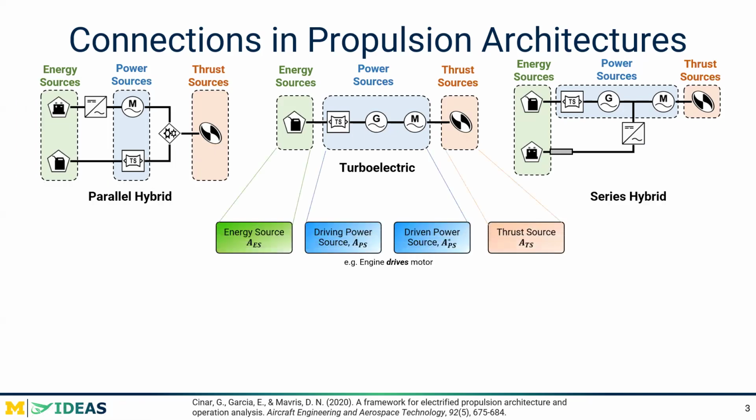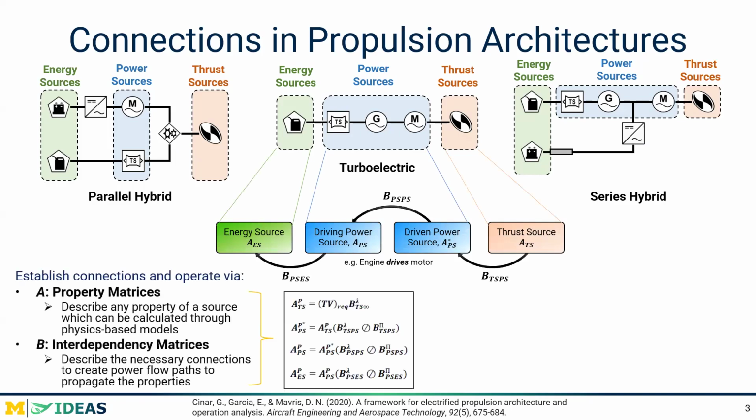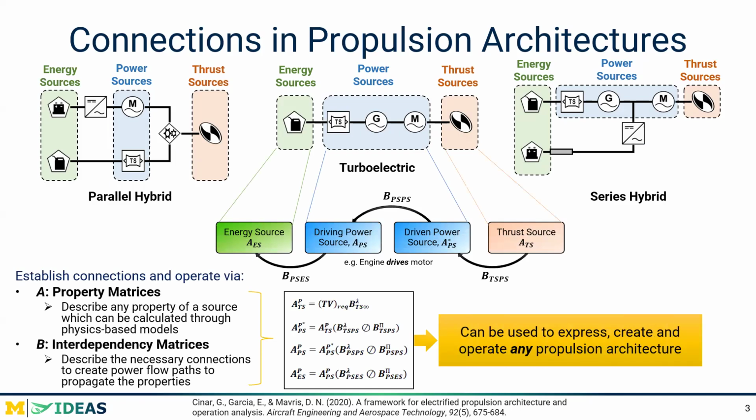So there's going to be four different matrices to show the power flow. And when we think about the power flow, we want to think of it going downstream from the thrust sources to the energy sources. So you can imagine that we're flying along and we have some power required that we need to achieve to fly. The thrust source has to generate that power in order to propel the aircraft forward, and the downstream components, the power sources and energy sources, must provide that power.